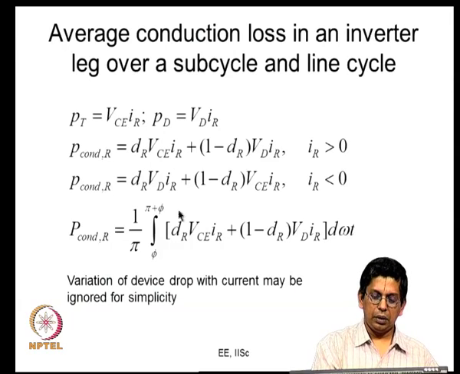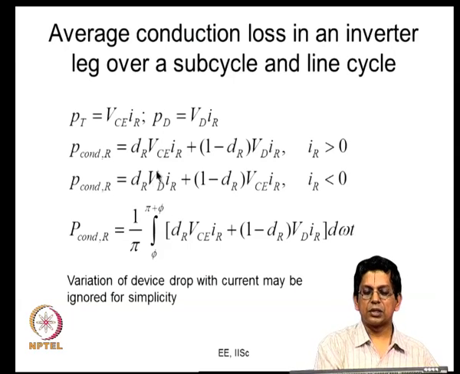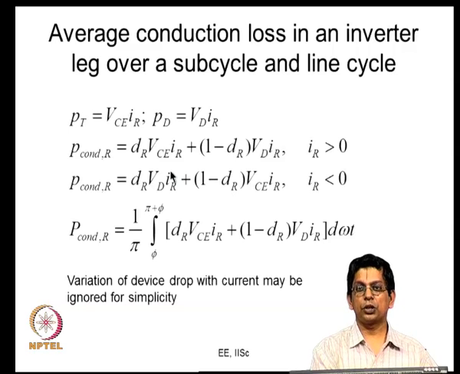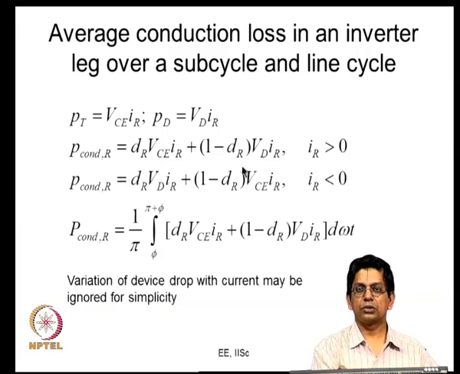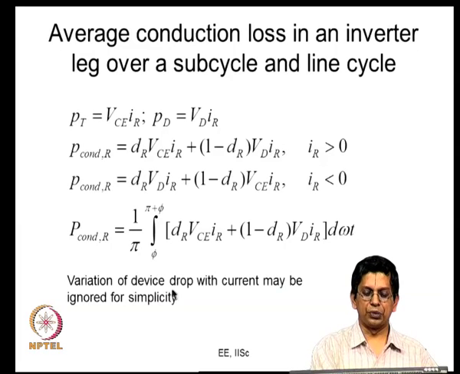Now, you can also look at this VCE in terms of IC. If you need a more precise calculation, VCE versus IC is available from the data sheet in some form or the other. So, this can be represented as a function of IC, and curve fitting can be done, for example, if the curve is available. Then you can use that and still do the calculations, and it could give you a more precise result, but for simplicity I have ignored the variation. When you ignore the variation, VCE and VD come out of this, and then this is the duty ratio.